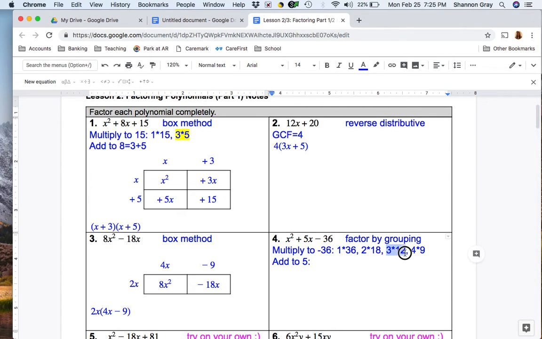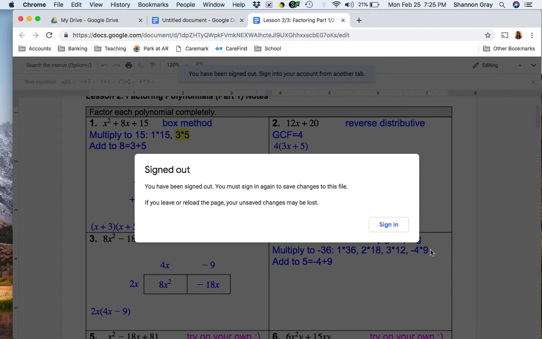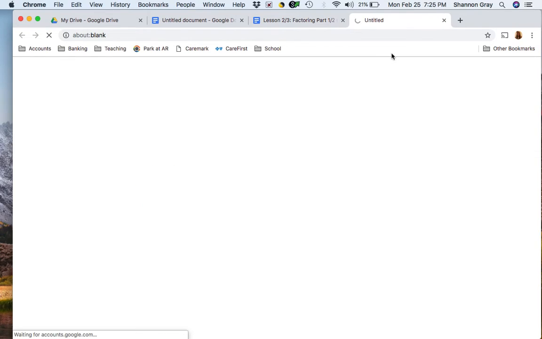So 3 and 12. Well, I know that the larger one has to be positive. So if I made this negative, negative 3 times 12 is negative 36, but negative 3 plus 12 is still 9. That doesn't work. All right, so let me try making the 4 negative. Well, negative 4 times 9 is still negative 36. And if I do negative 4 plus 9, negative 4 plus 9 does equal 5.